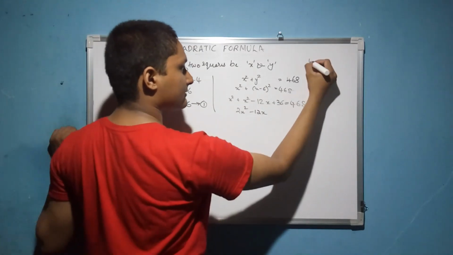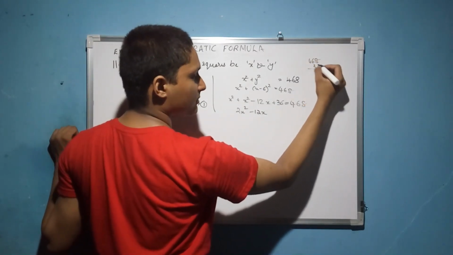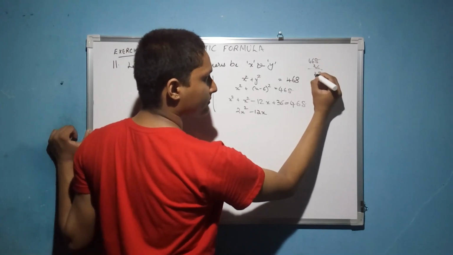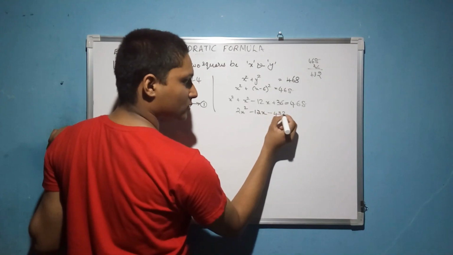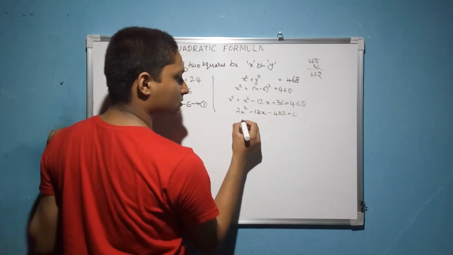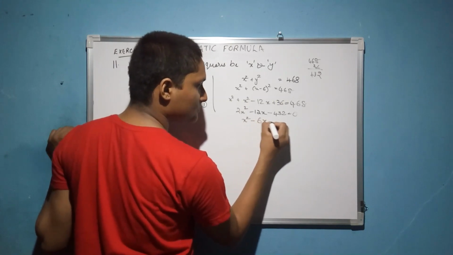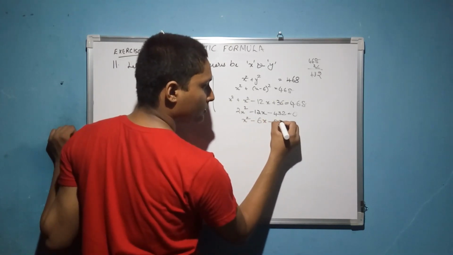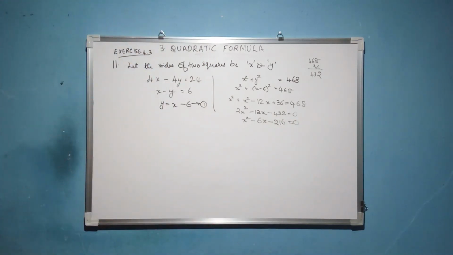Now we need to subtract 468 from 36. It is going to be 468 minus 36, which is 432. So it is going to be minus 432 is equal to 0. Again I can cancel off 2. So it is going to be x square minus 6x minus 216 is equal to 0. This much you are going to get.